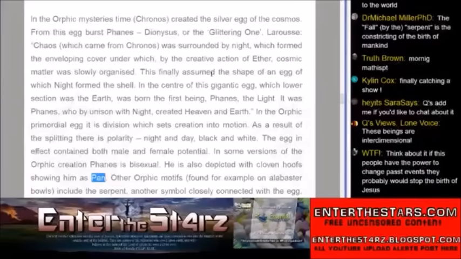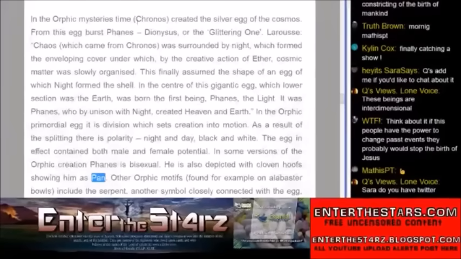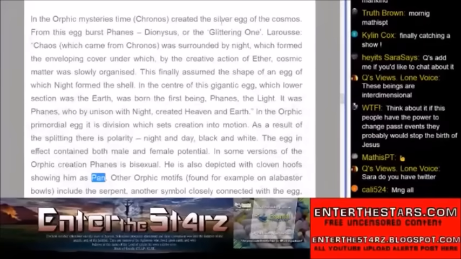Now let's get into what the Orphic egg means and how this fits into James Alefantis, okay? In the Orphic mysteries, time, or Chronos, created the silver egg of the cosmos. Now again, this is their belief system, their rewriting of the creation story. Of course, Chronos is Saturn. It is time, ticking time, the sands of time.